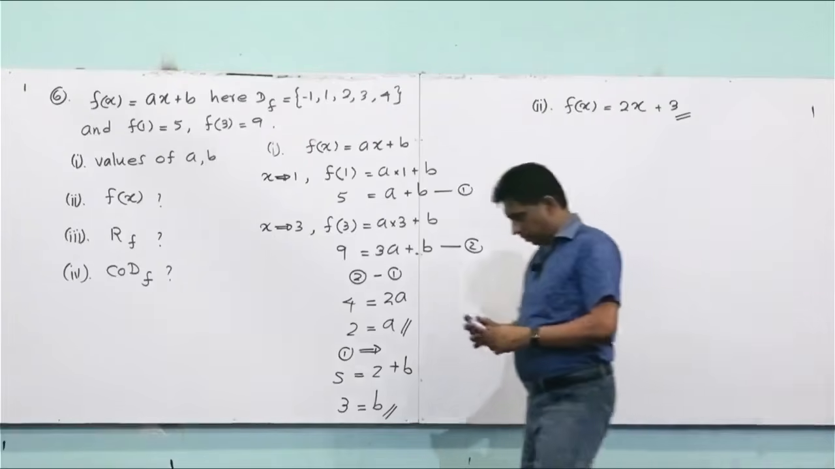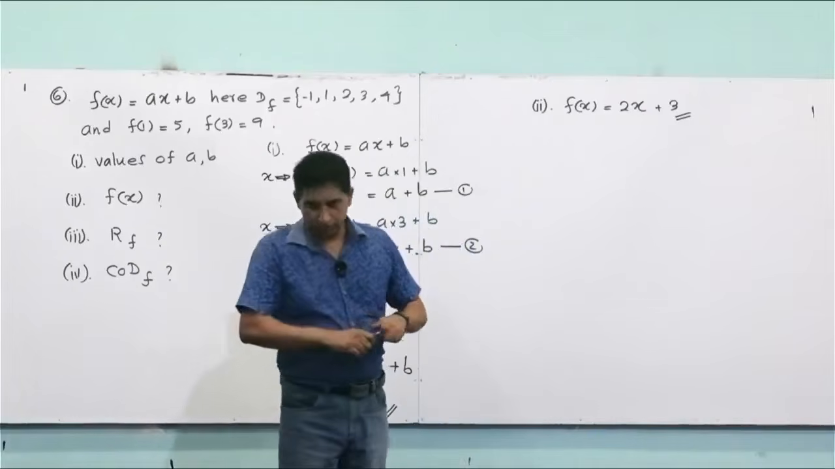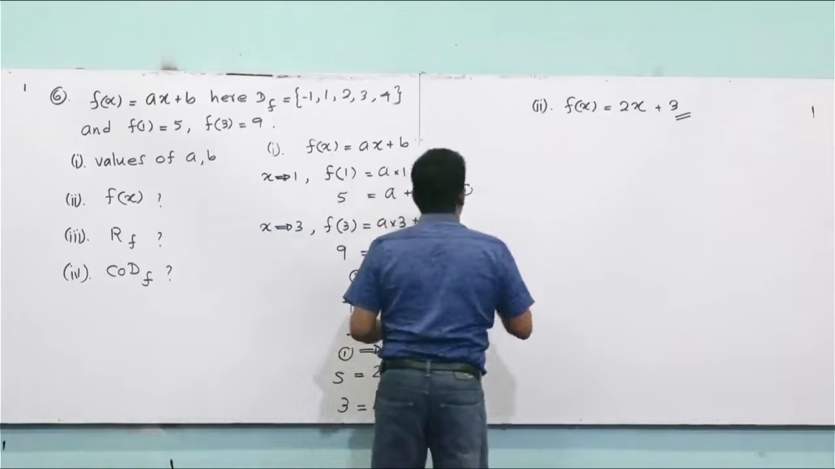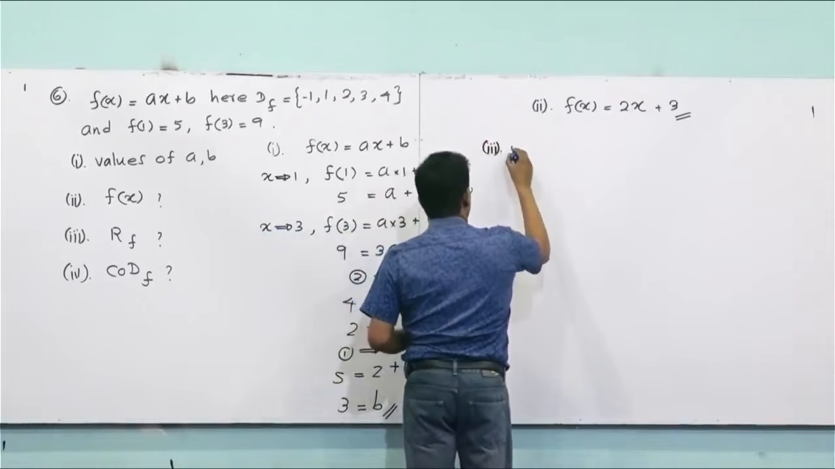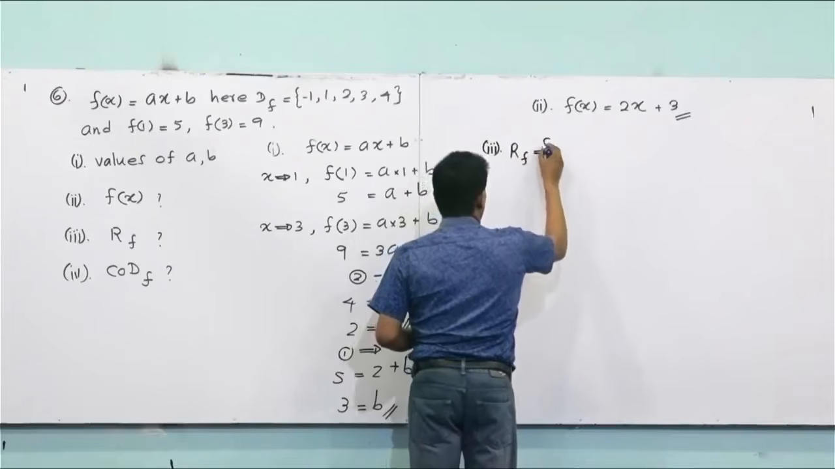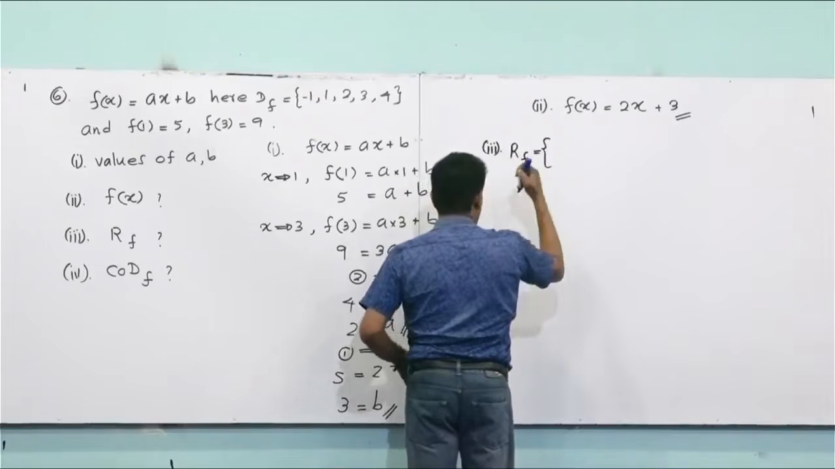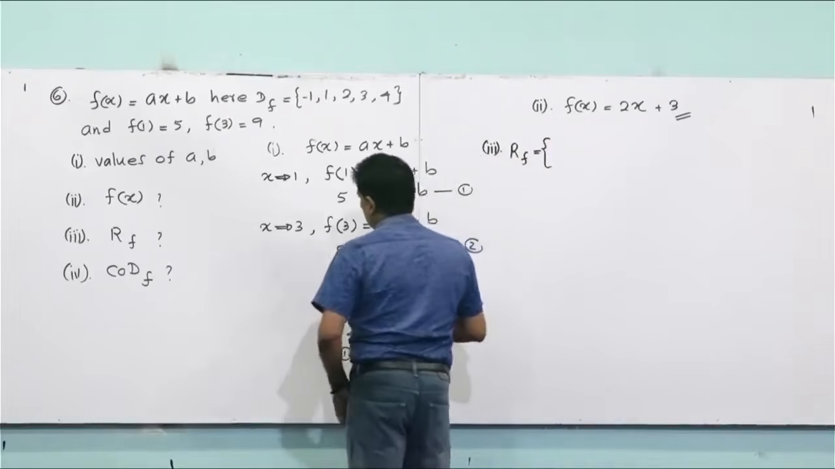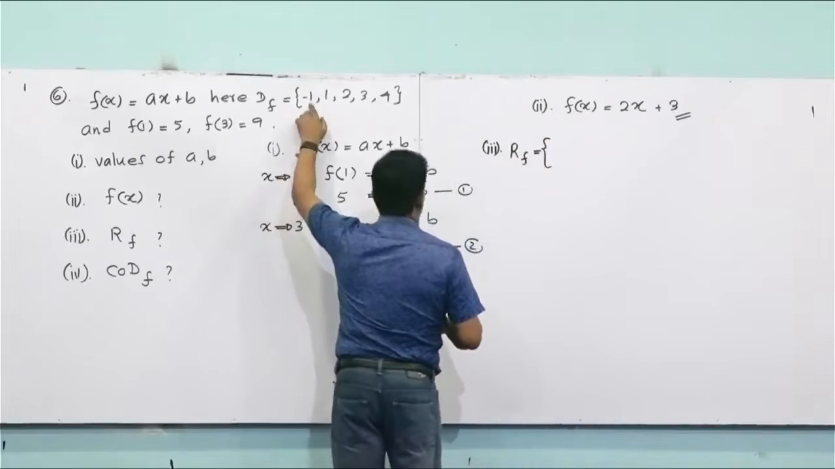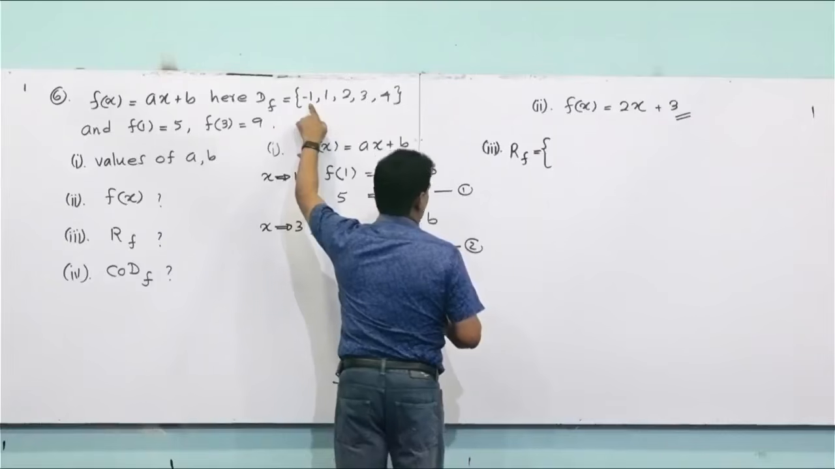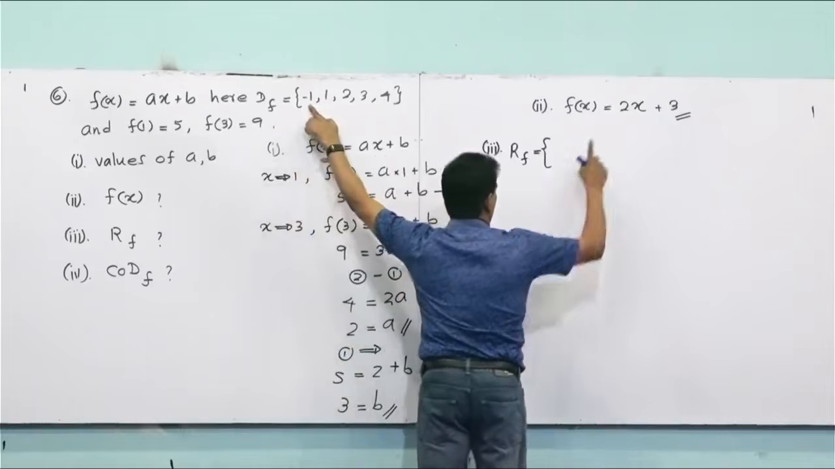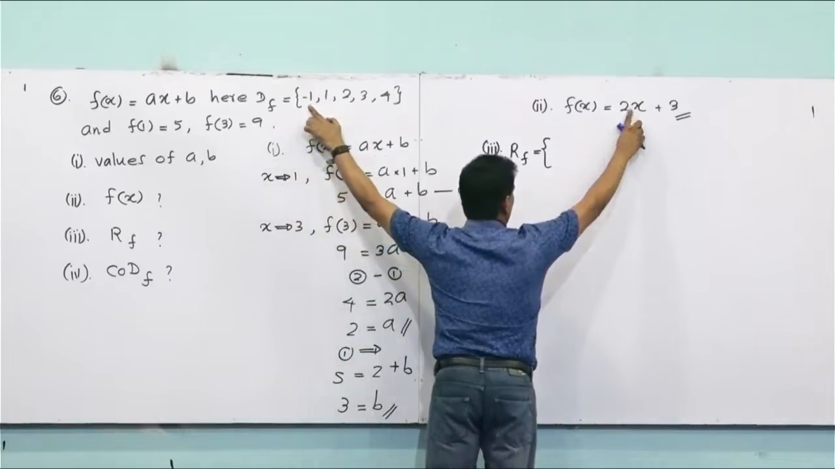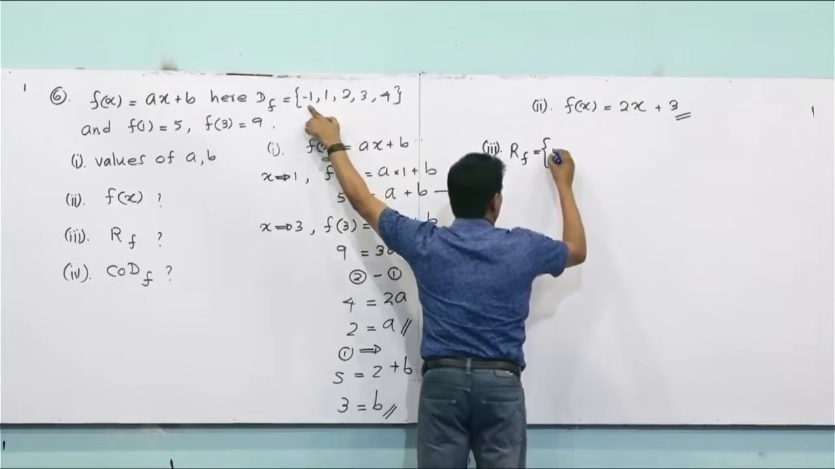Now we have found the apex. Now we can write the range. To write the range, we have to find the image of minus 1. We put minus 1 here, then 2 into minus 1 means minus 2, plus 3 means plus 1.